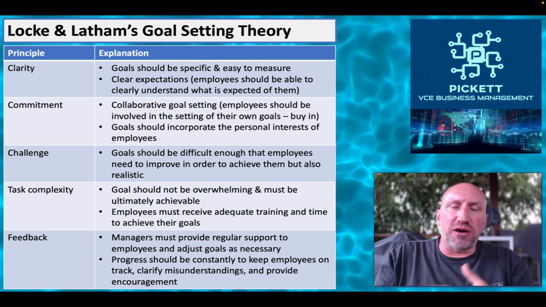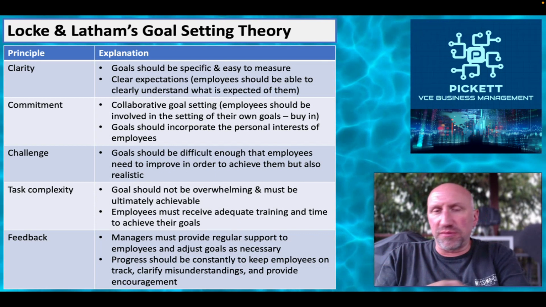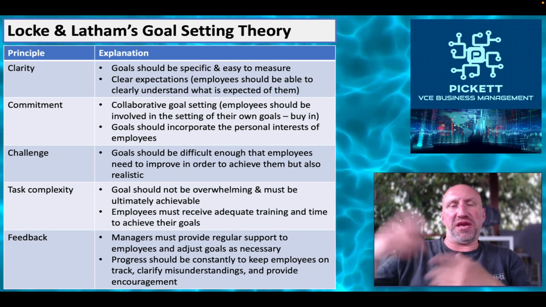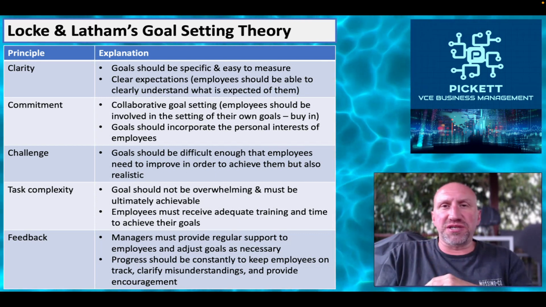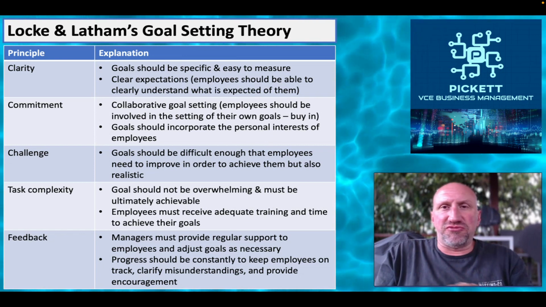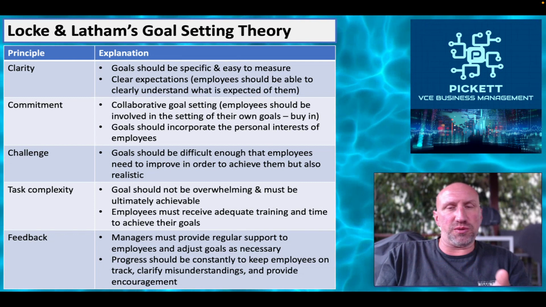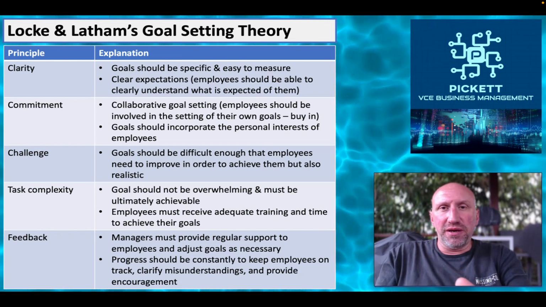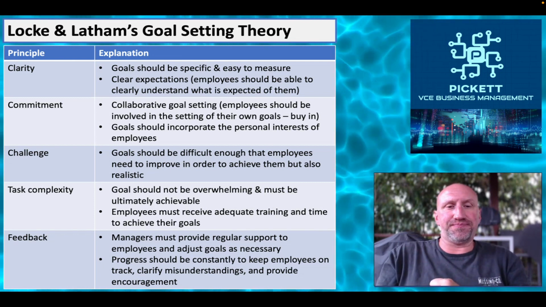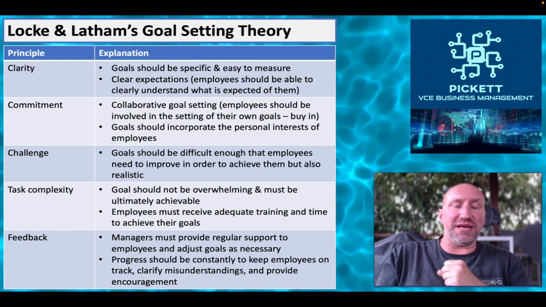So again, we go back to our 100-meter runner. Their best time is 10.5. So by the end of the year, run a 10.3. If we set our goal to run 6 seconds, it's just ridiculous. It's unachievable. That's not going to provide any motivation whatsoever. So challenging, but realistic.